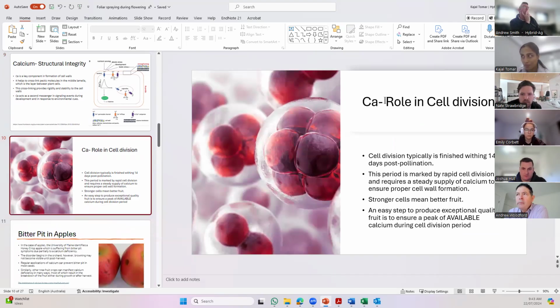So obviously, we've talked about calcium's role in cell division. So it's very important to have availability of calcium during that 14-day period, or however long that period is, fruit dependent, variety dependent. And it's important to ensure we have an available form of calcium during that cell division period.